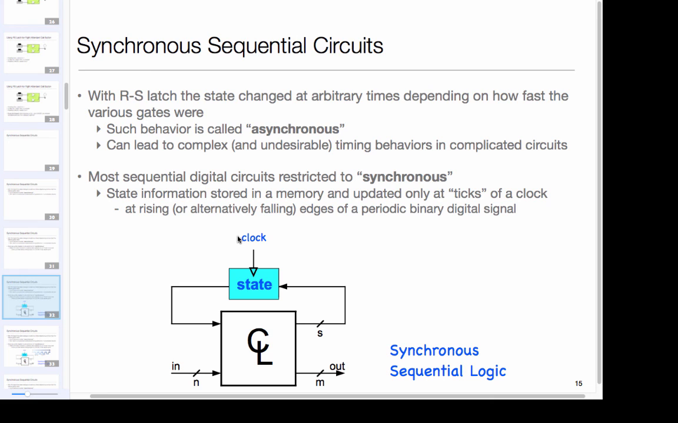Question? So when it ticks up, it looks at its input. When it ticks down, it does nothing. No. So let's be very precise out here.